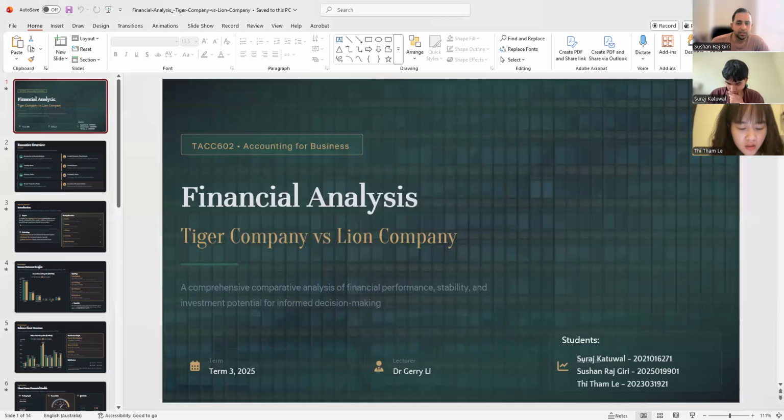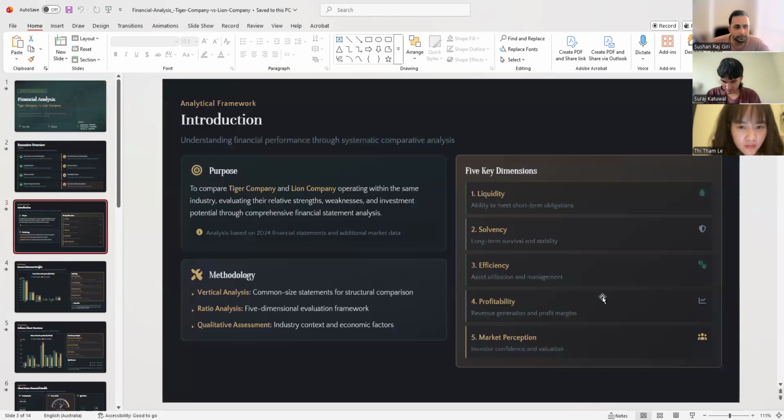The presentation is structured into 8 main sections, starting with the analytical framework and methodology, followed by detailed financial analysis, and concluding with an investment recommendation. We apply vertical analysis, ratio analysis, and market-based evaluation to assess performance from both an operational and investor perspective. The key objective is not only to compare numbers, but also to interpret what those numbers mean for risk, return, and long-term sustainability.